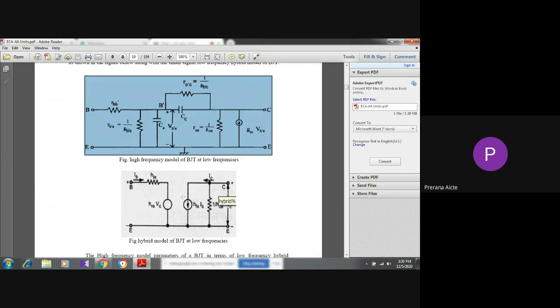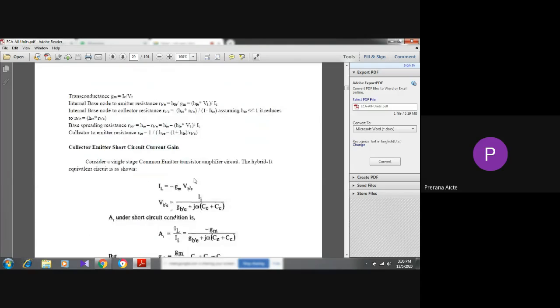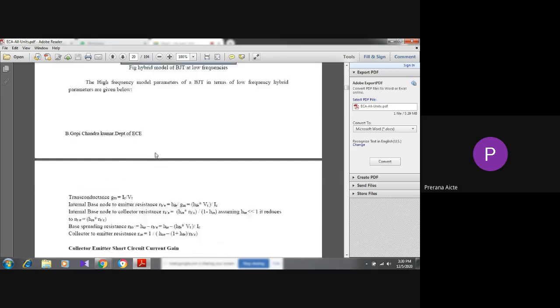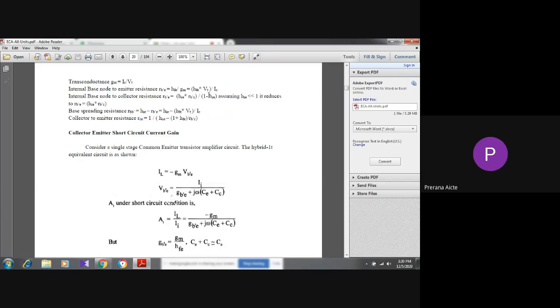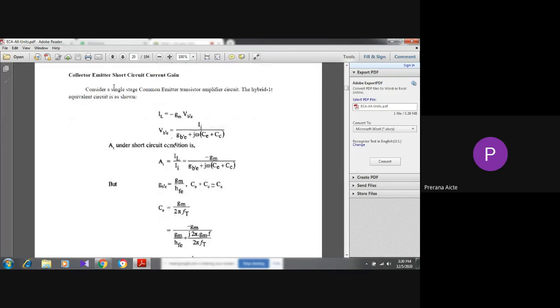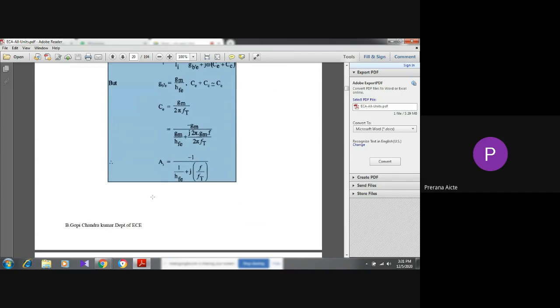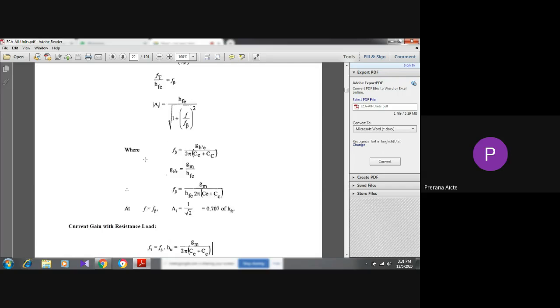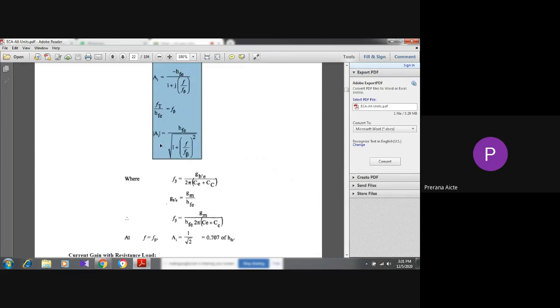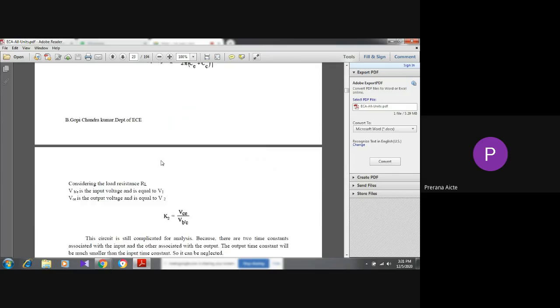When you compare these two figures, the first one and second one, we can write these relations. Gm is equal to mod IC by Vt, Rb'e is HFE by Gm. And from this equation we can derive the common emitter short circuit current gain. These are all the derivation parts, and this is the formula. Short circuit current gain A is equal to HFE by square root of 1 plus (F by F beta) whole square.